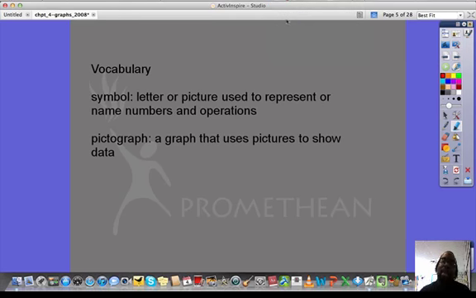Lastly, we're going to learn about a pictograph. A pictograph is actually, to me, one of the simplest graphs. This is a graph that uses pictures to show data, and our symbols, which is a letter or picture used to represent or name numbers and operations, okay?